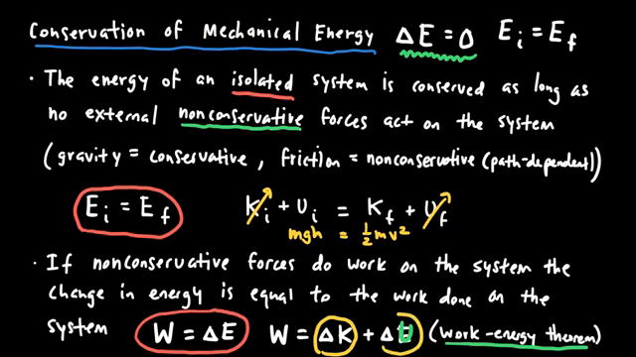Right? So the potential energy or kinetic energy could go up or down if there's work being done on the system, because that work could be positive or negative, and so the energies could be going up or down.